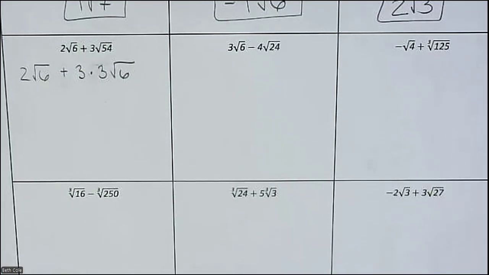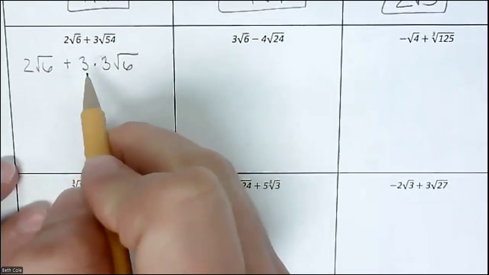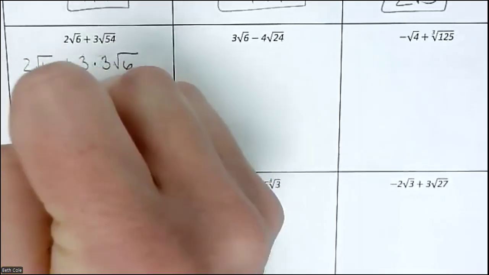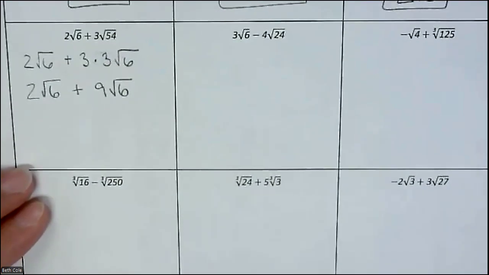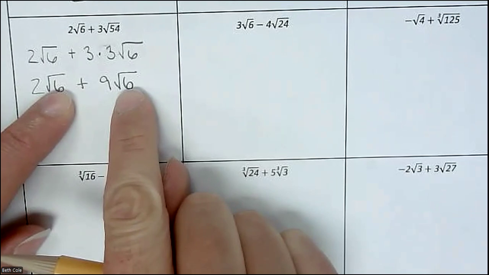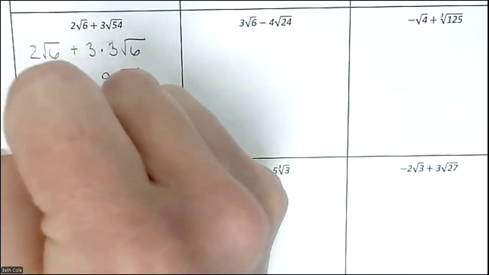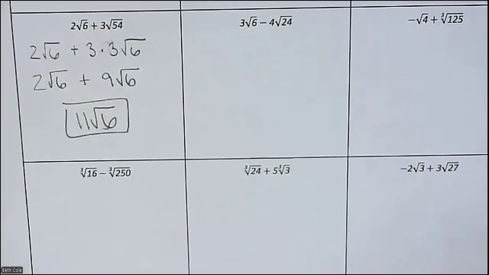Do you get what I'm saying? Just erase it and fix it. Okay, then you do you. Now you're going to have to do 3 times 3. No. 9. 3 times 3 is 9. And now do you see how they're the same and we can add them together? 2 square root of 6 plus 9 square root of 6 is 11 square root of 6. It would just be 2 plus 9 is 11.